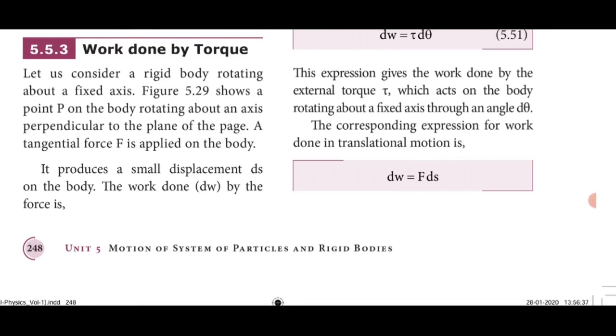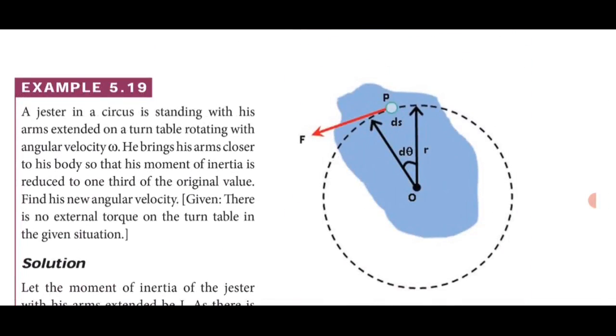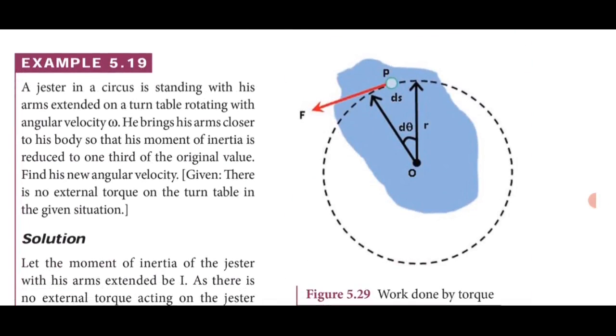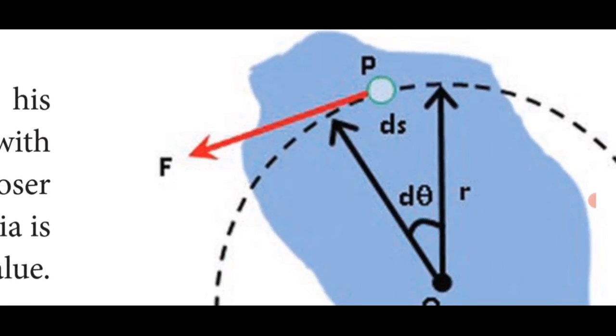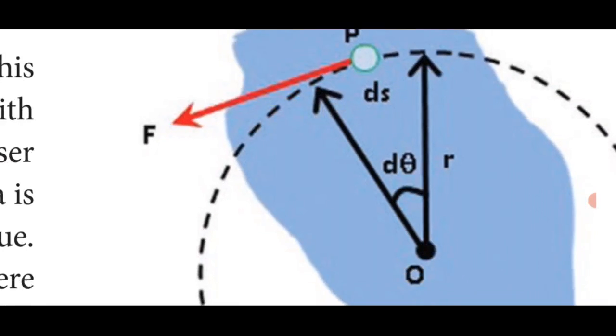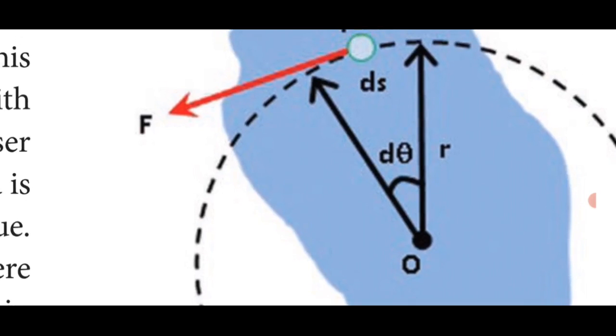The diagram shows a point P, and it is elaborately given. Let us consider a rigid body rotating about a fixed axis, that shows a point P denoted here, rotating about an axis perpendicular to the plane of the page. A tangential force F is applied on the body. If the force is applied to the body, it produces a small displacement, that is ds, on the body.